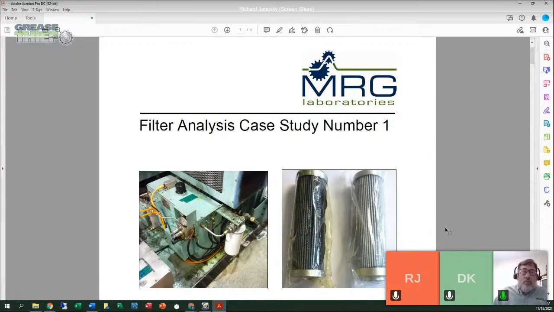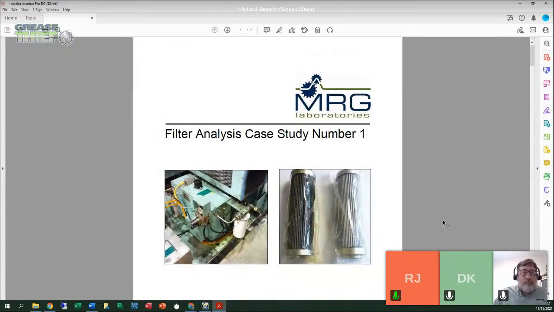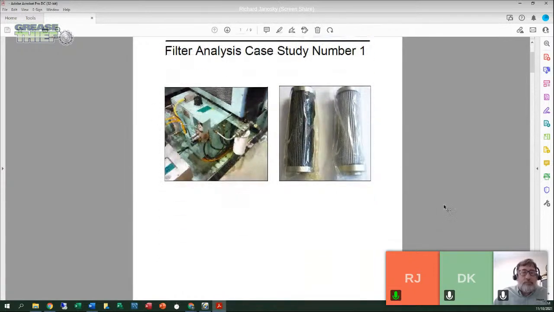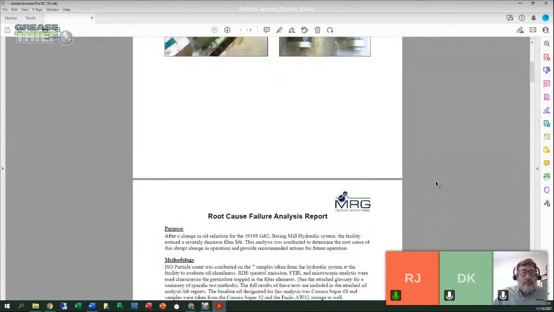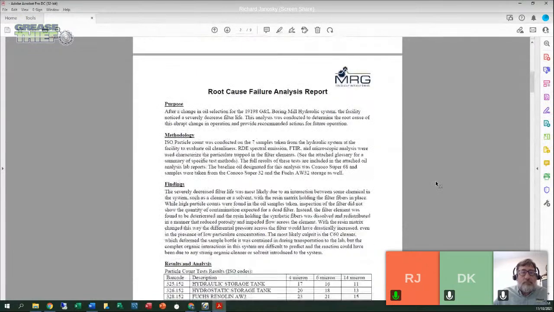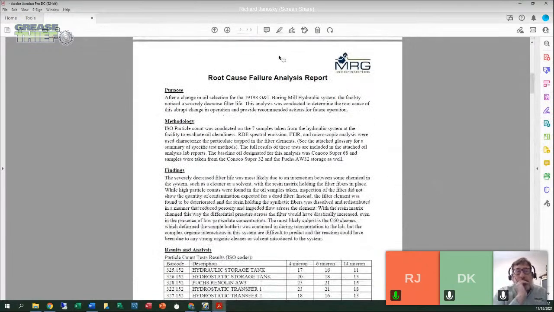Yeah. So Richard, you got an example up for us. Yep. So this is the first case study we have the demo report for. Obviously 3 slides isn't a lot of information to see, so we'll go down through here and show some of the different stuff that we did. At the beginning, we have our purpose for the failure analysis and the methodology, covering the different analyses we did.